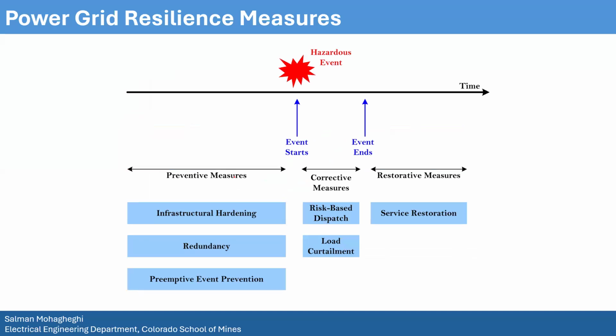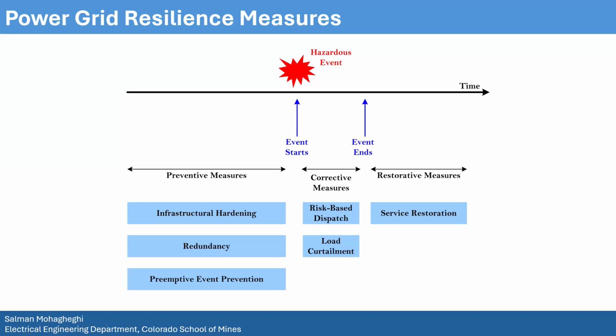Now, speaking of resilience measures, these can be viewed based on the timeline of the strategy that we adopt. Typically, what we do is we look into measures that we can adopt before the onset of the event, during the course of the event, or after the event has run its course. These are known as preventive, corrective, and restorative measures.